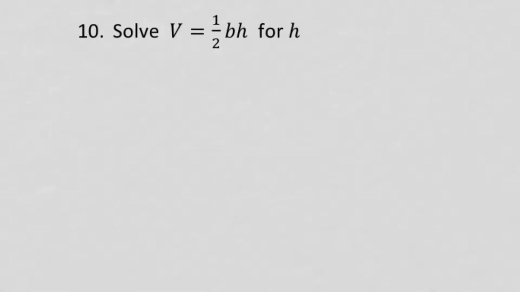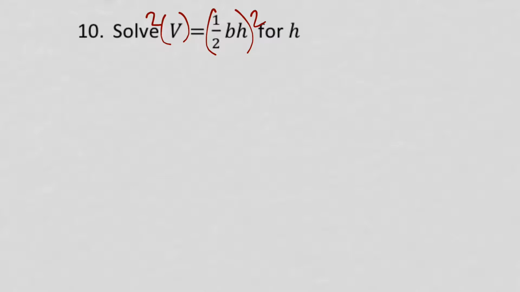Okay, number 10, solve V equals 1/2 BH for H. I need to solve for H. That means isolate H. First thing I need to focus on is where the H is, right there. That means I need to get rid of B, and I also need to get rid of 1/2. I'm going to get rid of 1/2 first by multiplying times the reciprocal of 1/2, which is just 2. So I'm going to multiply both sides by 2.